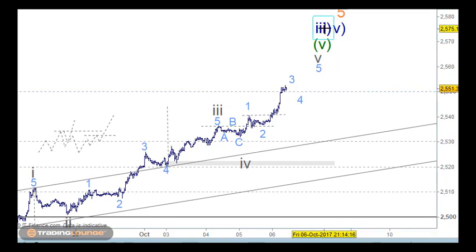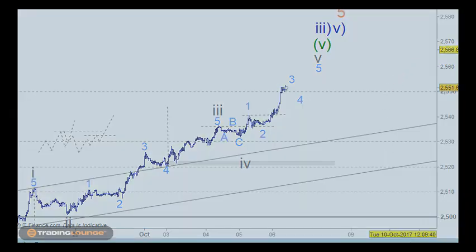Once this top comes in, we just have to look at what transgresses here. We need to identify it as being corrective or impulsive to the downside. So we'll need to see a little bit of the price action once we get there.